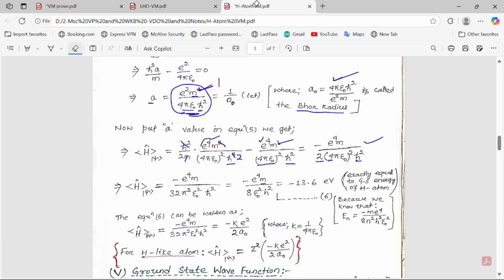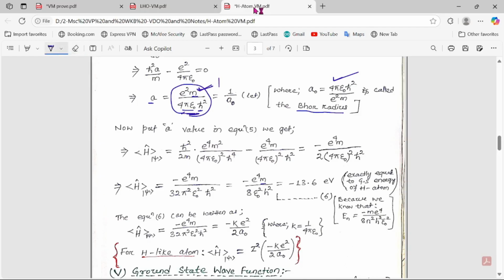So with the help of this variational method, or with the help of this trial wave function, or this approximation method also, we found the same value.